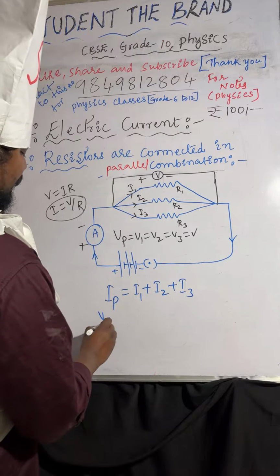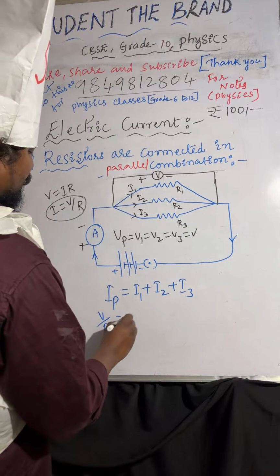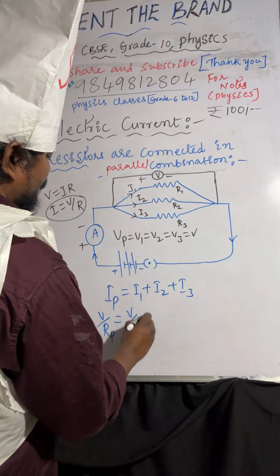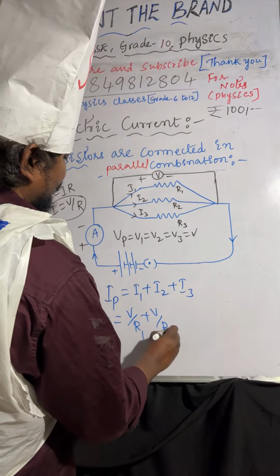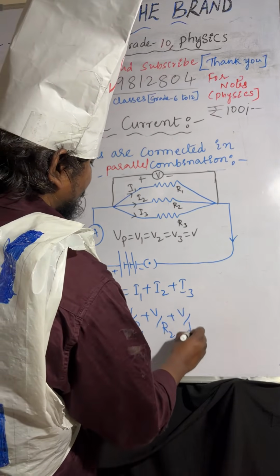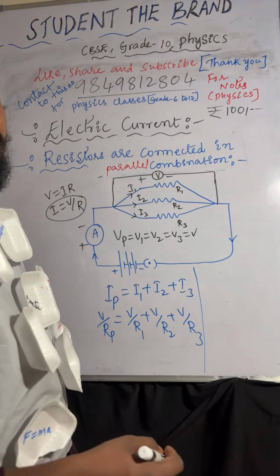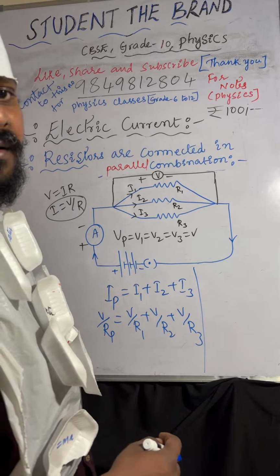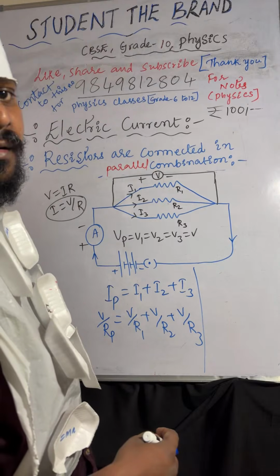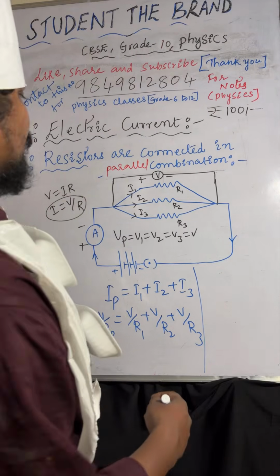So from this we can take V by Rp equal to V by R1 plus V by R2 plus V by R3. From this I am taking V common.